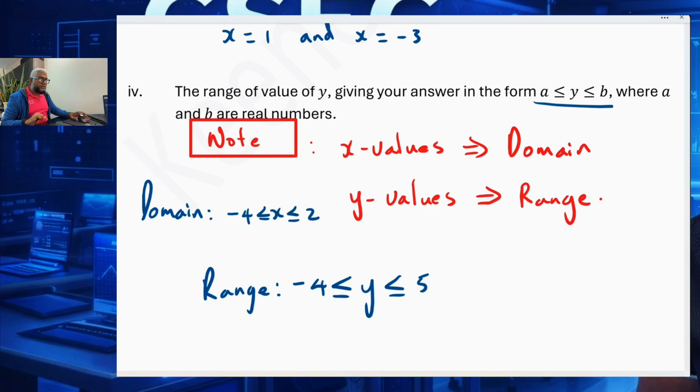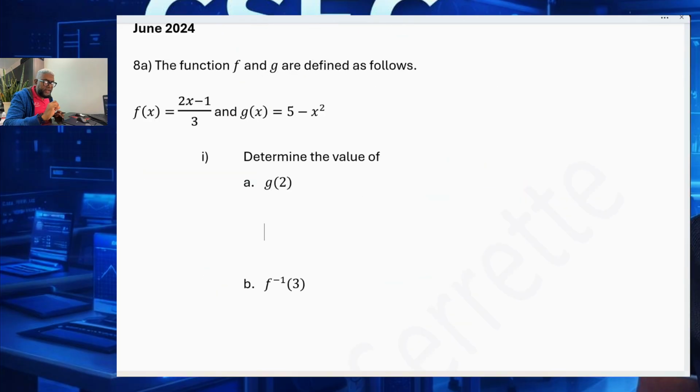June 2024, number 8, basic foundation functions. They give you a linear expression that defines f of x, and a quadratic expression that defines g of x. They want you to determine the value of g of 2. Wherever I see x here, I am putting 2. So this will be 5 minus 2 squared. 2 2s are 4. 5 minus 4 gives me 1.